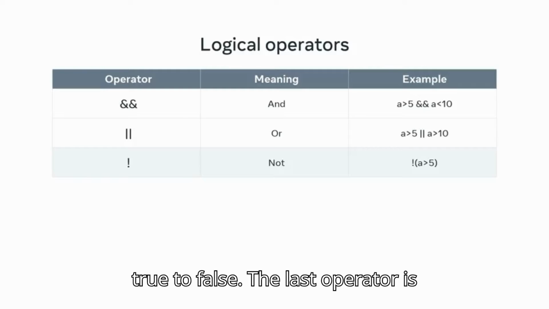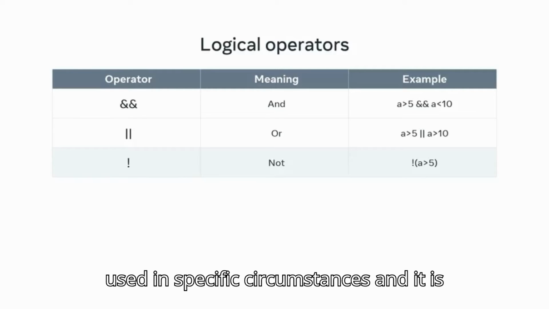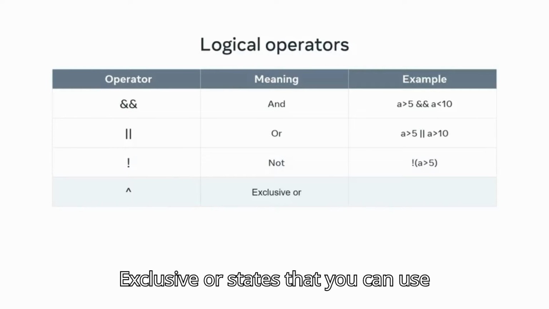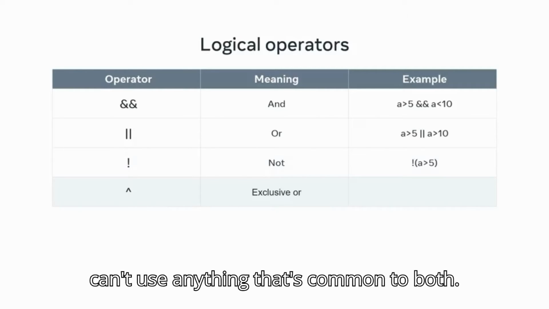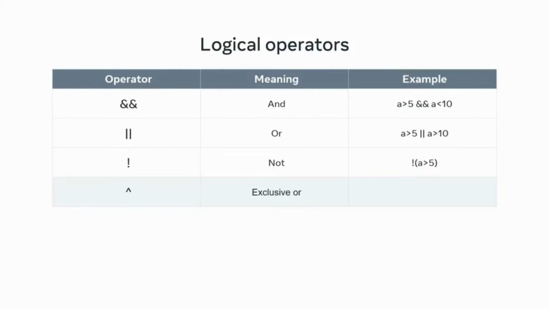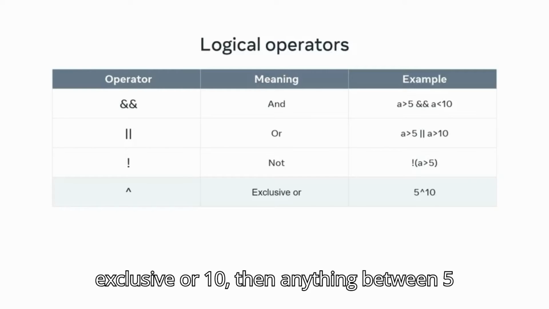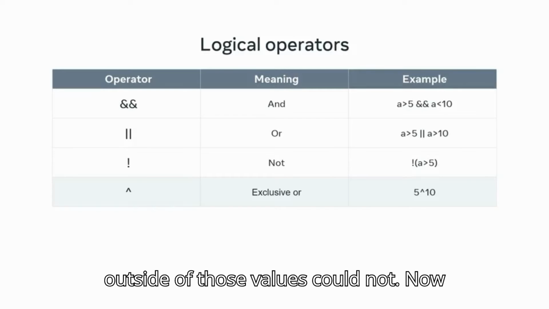The last operator is known as an advanced operator. It is only used in specific circumstances, and it is called exclusive OR. Exclusive OR states that you can use either one thing or the other, but you can't use anything that's common to both. For example, if you were to type 5 exclusive OR 10, then anything between 5 and 10 could be used, but anything outside of those values could not.